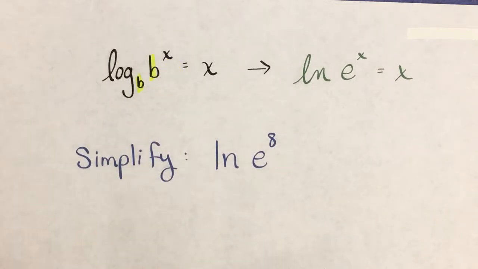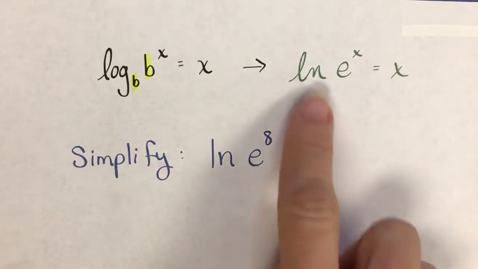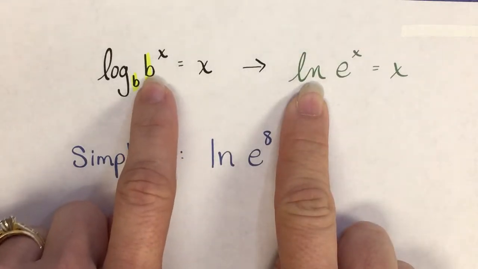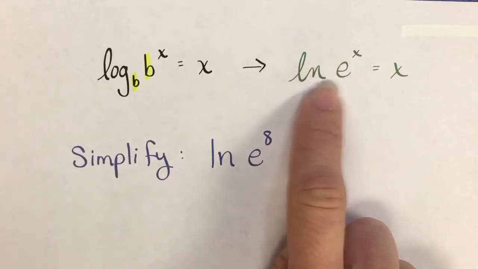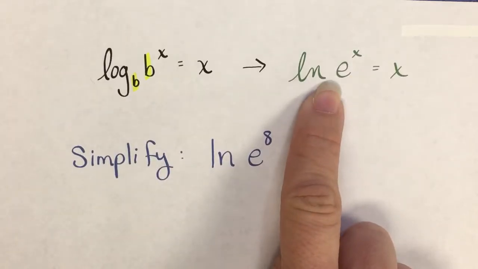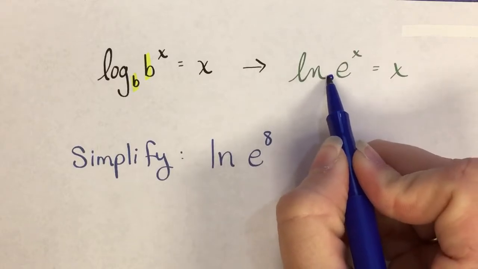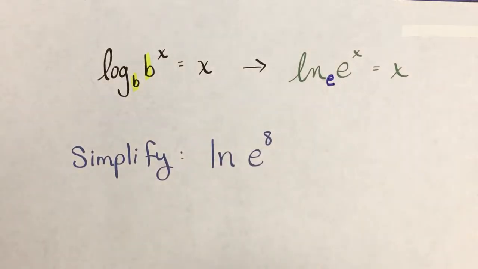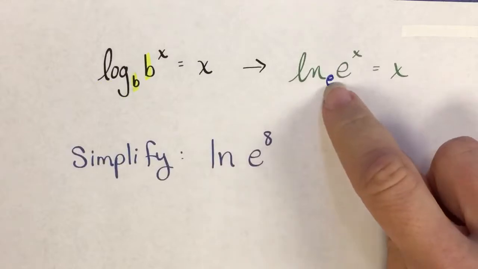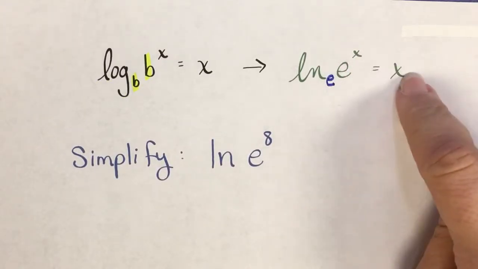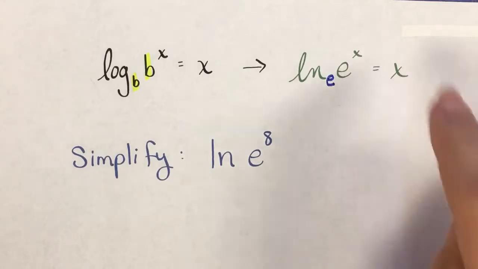So that same property can be applied even to your natural log. Okay, so in the location of these b's over here, I have e's. Because remember, if this is ln, your subscript here is an understood e. So since these are both e's, then this will just be equal to whatever the exponent is, okay?